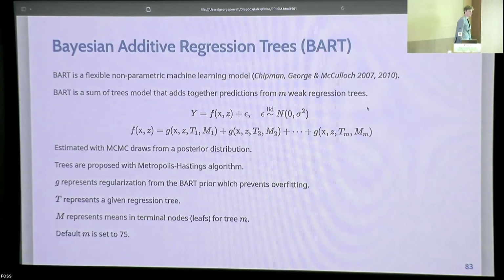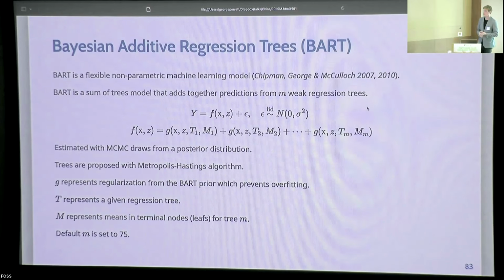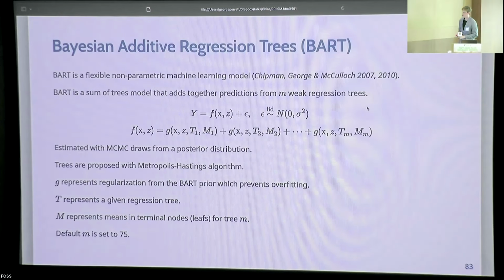And so that is what the algorithm I work with, Bayesian additive regression trees, does. So BART is a very, very flexible non-parametric machine learning model. It was initially introduced by Chipman, George, and McCulloch in 2007 and 2010. And it is a sum of trees model. And so what that means is we're going to have many, many small regression trees all the way up until M regression trees, where M is some number that researchers set to 75. And so what this means is our model is going to have 75 different regression trees.